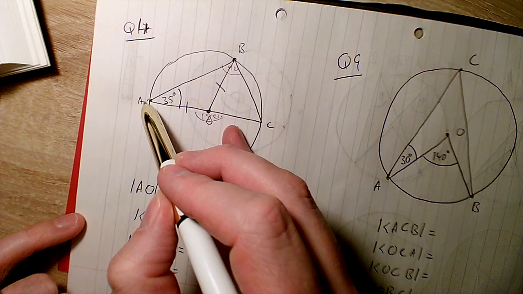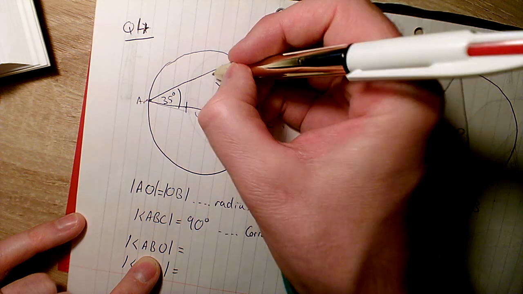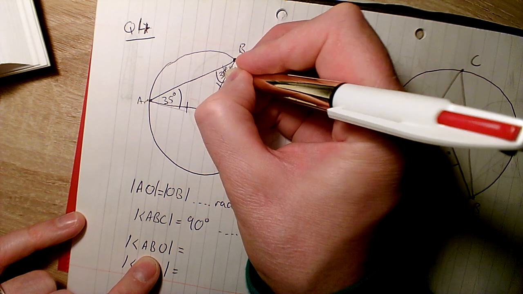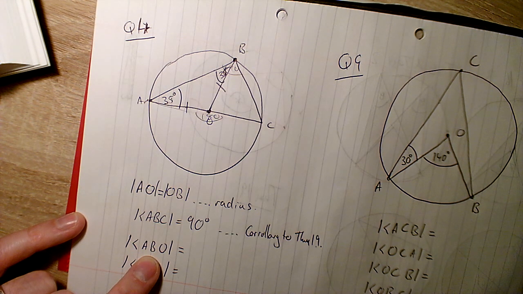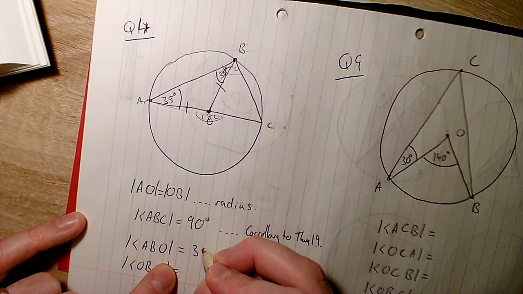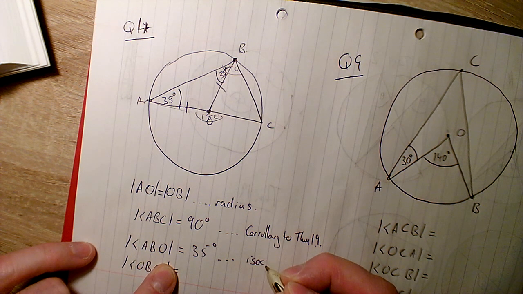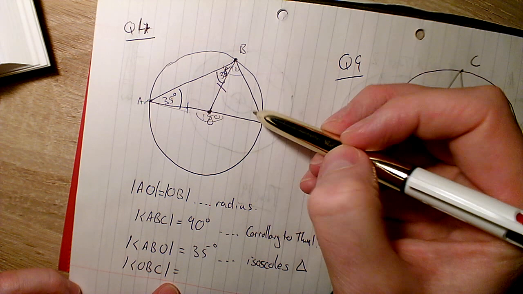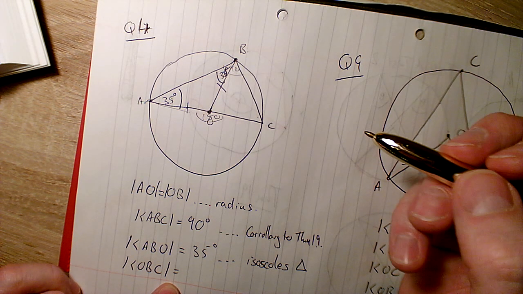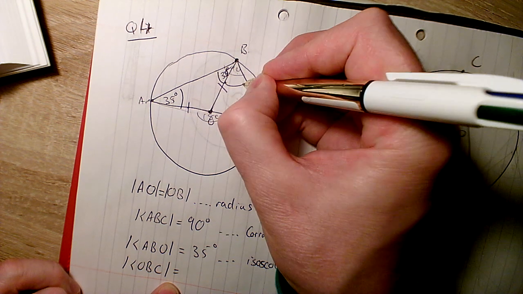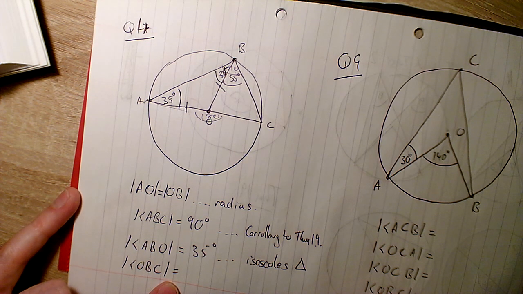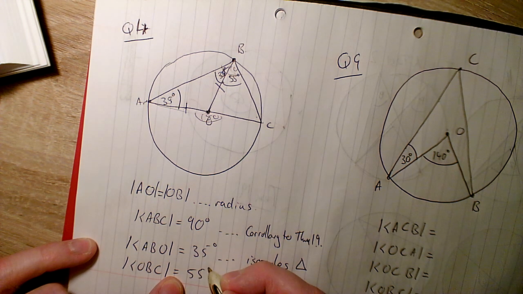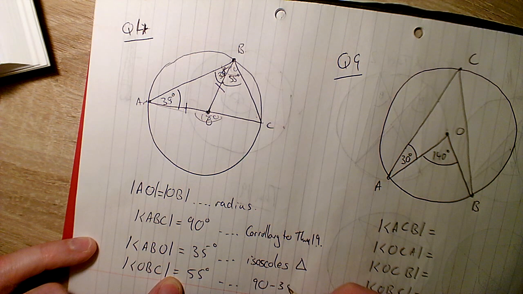ABO, that angle there, but this triangle here is isosceles. You've got two equal sides, so that has to be a 35-degree angle, same as this angle here. So ABO is 35 degrees because isosceles triangle. OBC then is 90 take away 35, which gives 55 degrees.